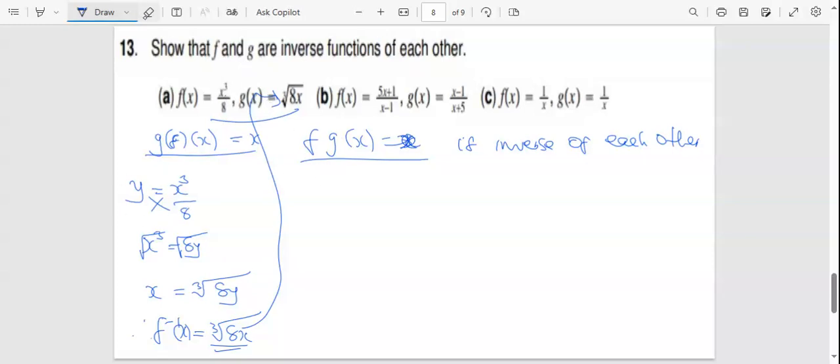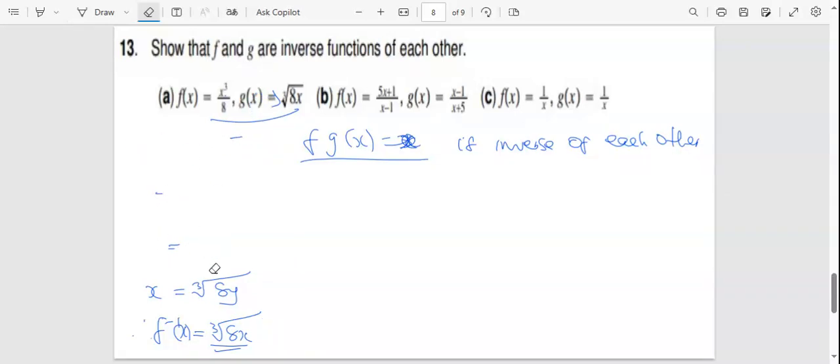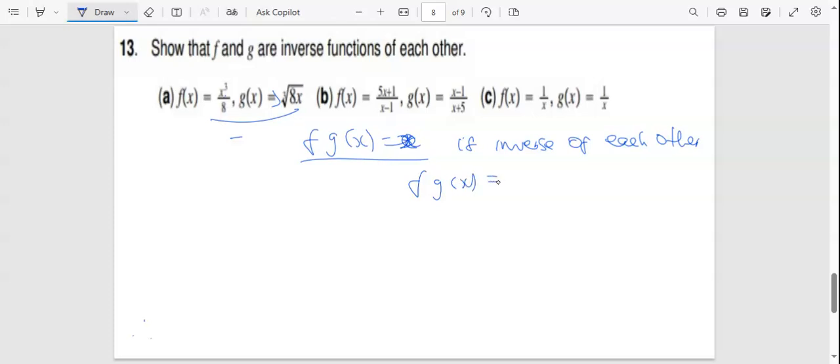So at this point, I want to solve this one, since time is going. We'll use that condition: if they are inverse of each other, then the composite function of each other should be equal to x. So that's the one I'll use. I'll say if the functions are inverse of each other, f(g(x)) is equal to x, and g(f(x)) is equal to what? x. So let's do that.